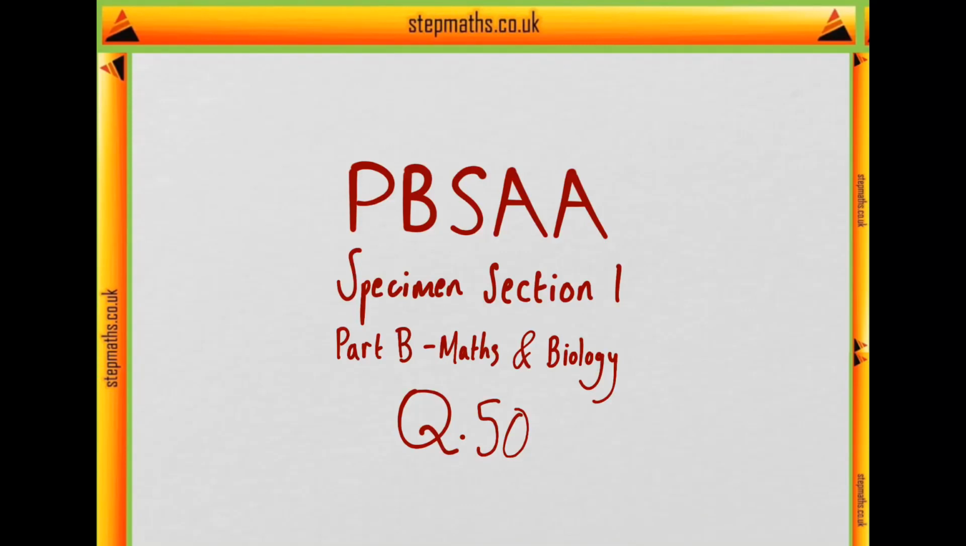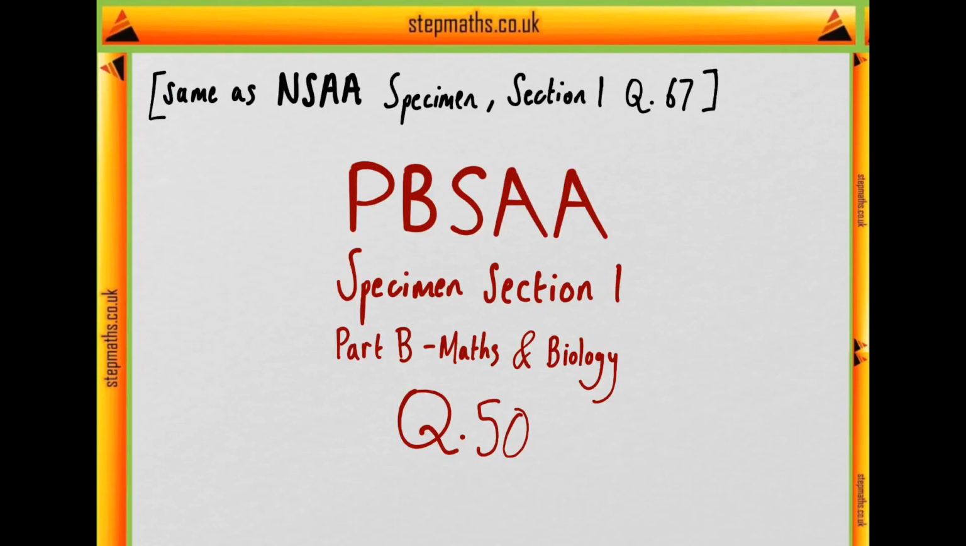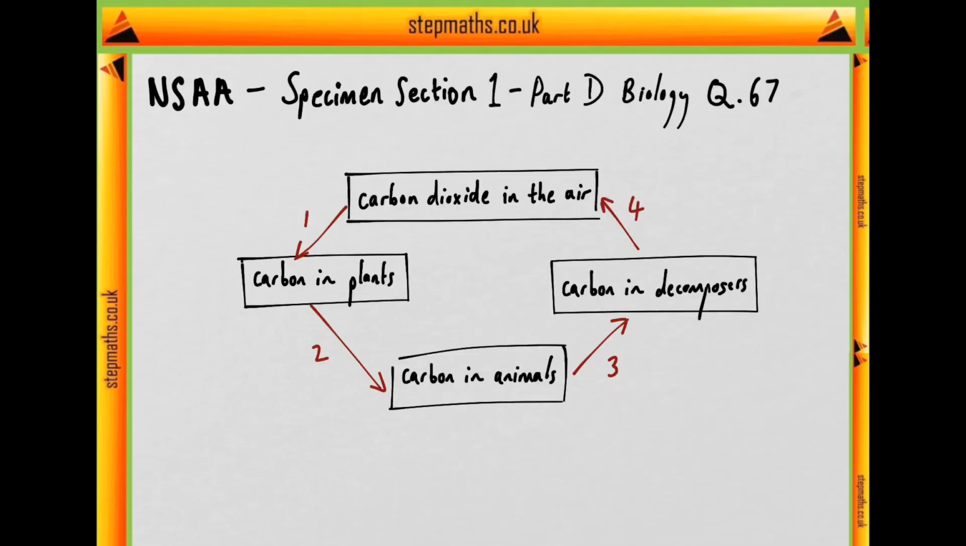This video will cover question 50 of the Specimen Section 1 PBSAA paper. Please note that our solution will be the same as the equivalent ENSO Specimen Section 1 question 67. In question 67 we're given the following diagram and we're told that it represents part of the carbon cycle.